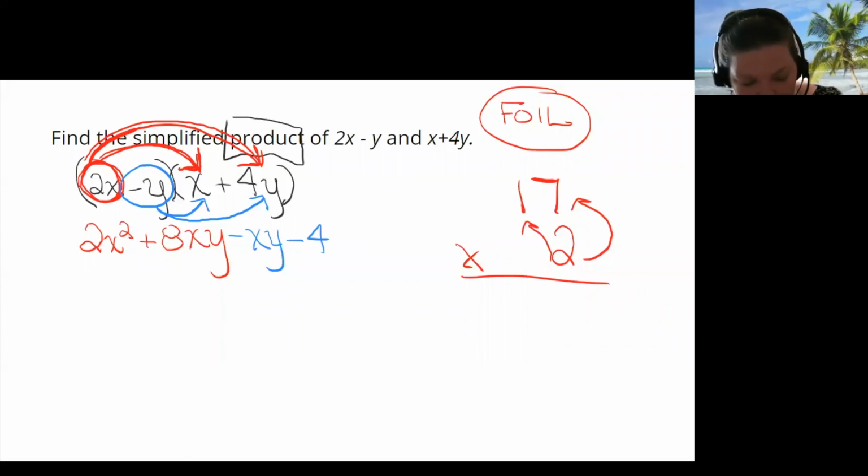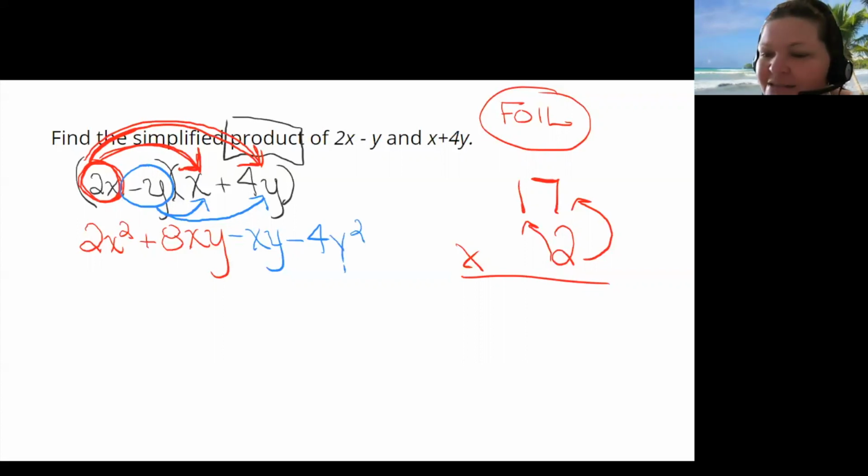Negative times a positive is a negative. There's only one number, 4, so there it is. And y times y is y squared. Beautiful. We use exponents to talk about repeated multiplication. The most common error students make is to forget about those little floating 2's, those little squares.